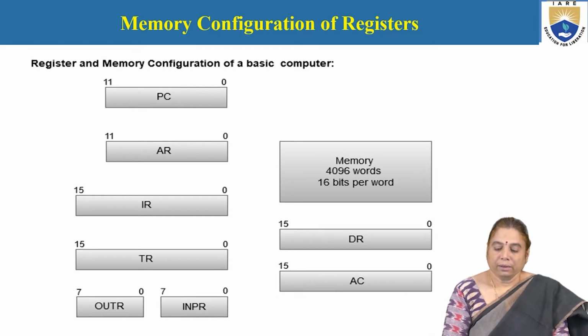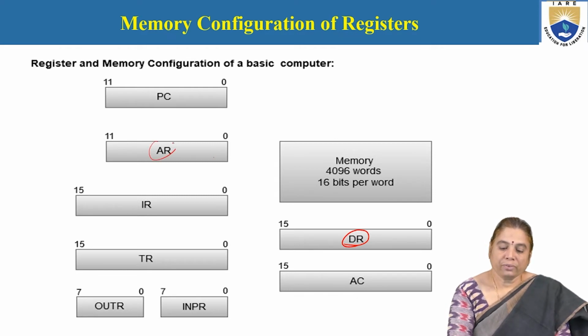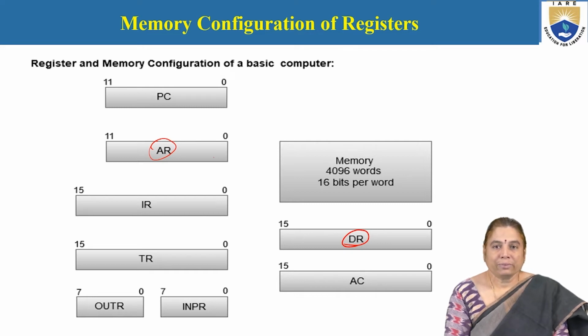Here DR is the data register, which is of 16 bits size, that is 0 to 15. It is generally used to carry the data that can be read or written in the location of the memory pointed to by the AR register. The AR register is the address register, which is of 12 bit size and is used to carry the memory address.